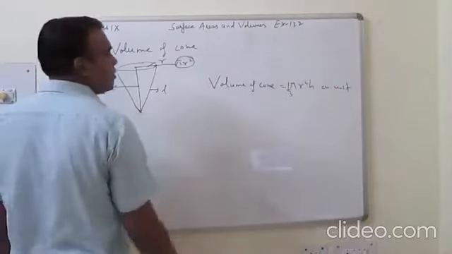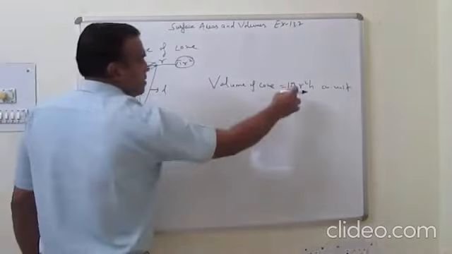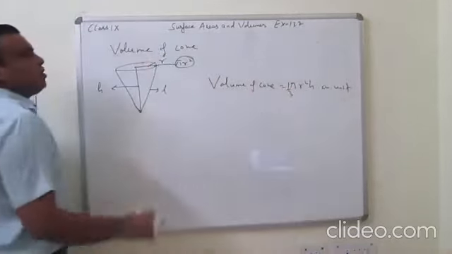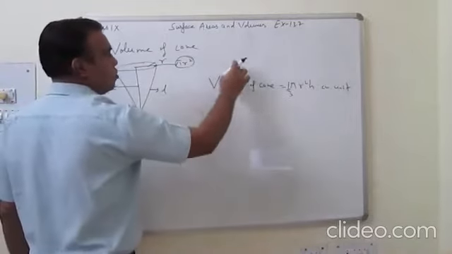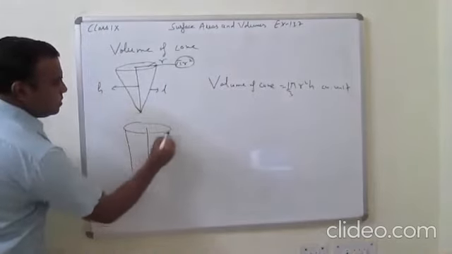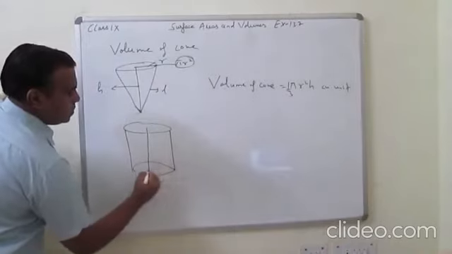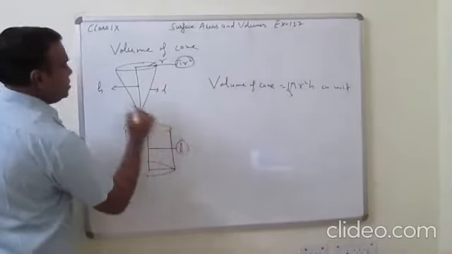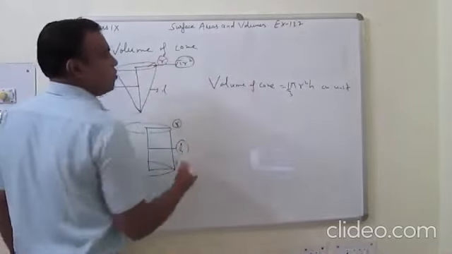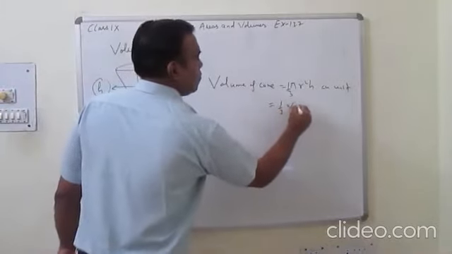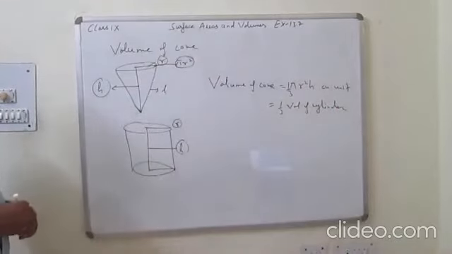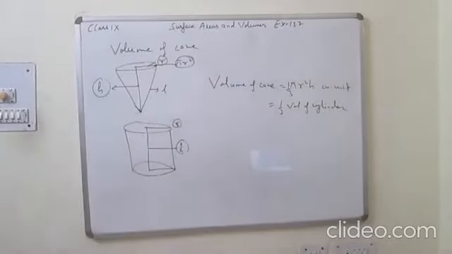It is 1/3 of the volume of cylinder, when radius and height of cylinder are equal to the cone. जब r और h कोन और सिलेंडर के बराबर होंगे, see here, this height is equal, this radius is equal, then volume of cone is 1/3 volume of cylinder. Now question number first.